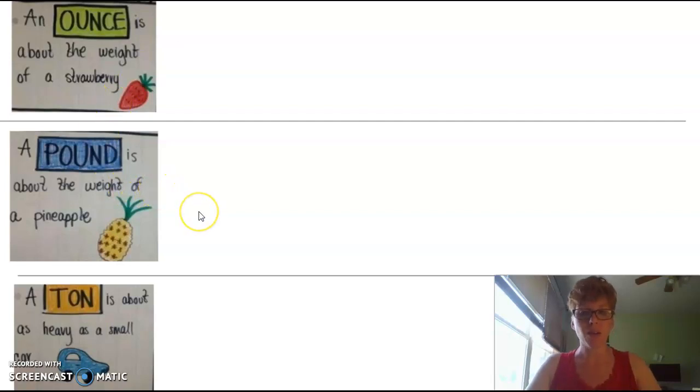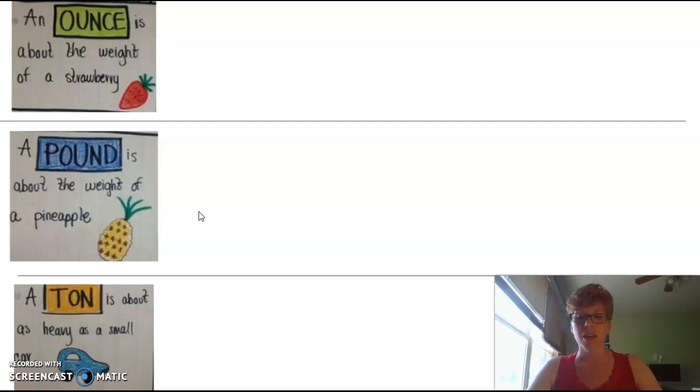When you think of a pound, I want you to think of the weight of a pineapple, okay? Something a little heavier. We measure the weight of babies in pounds. When you go to the doctor, they measure you in pounds, okay? So when you hear pounds, I want you to think of pineapples, pounds and pineapples.